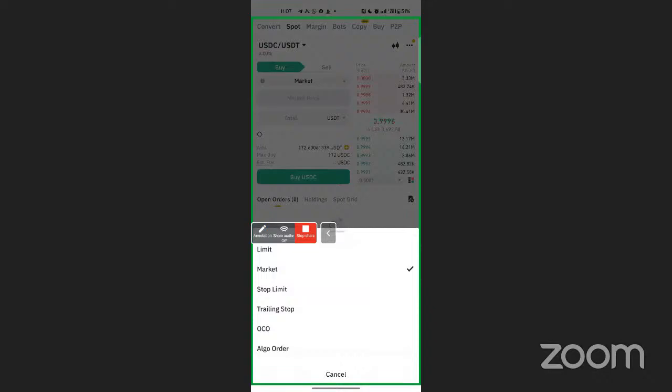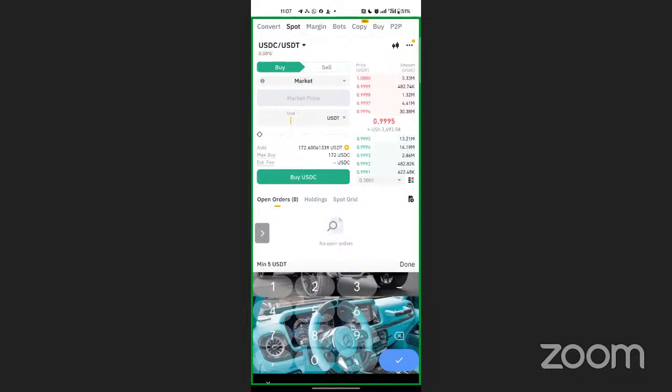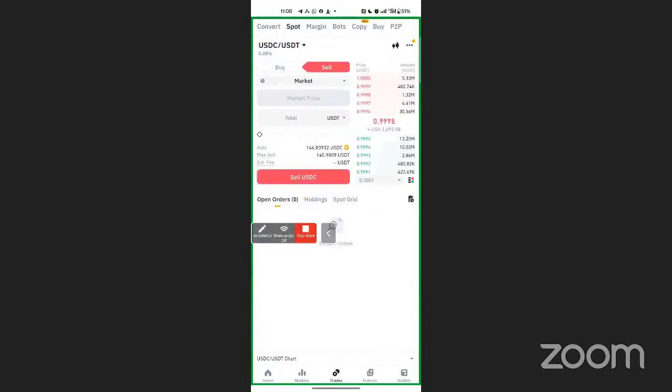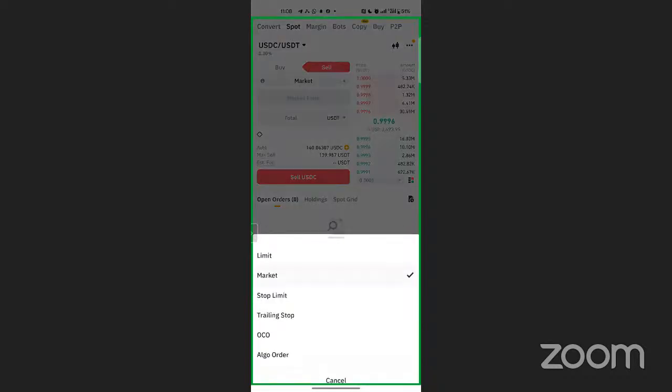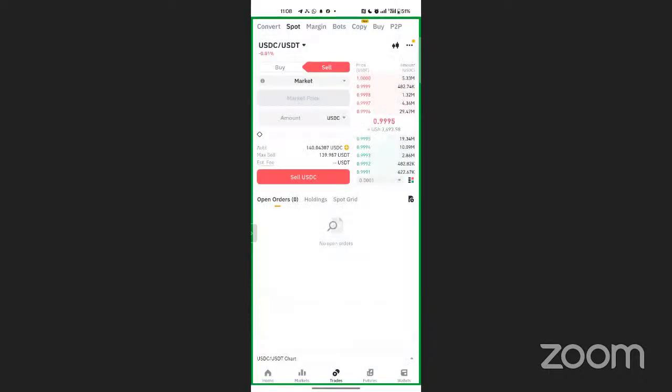Tap on market. Make sure it is on market price. Put in how much USDT you want to buy, 100. Then you tap on buy. You will buy USDC. If I have USDC and I want to sell it to get USDT, the same thing. I tap on sell, change this to market price, put in the amount of USDC, and move this slider like this. I sell my USDC, I get USDT.